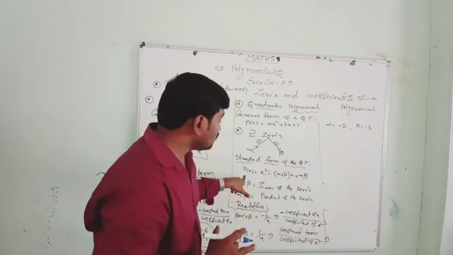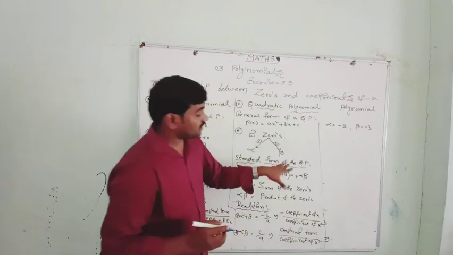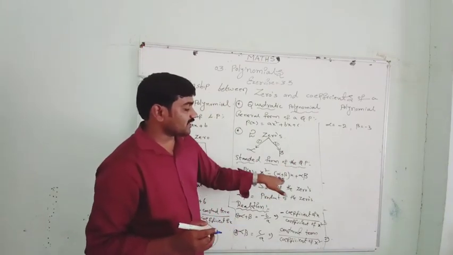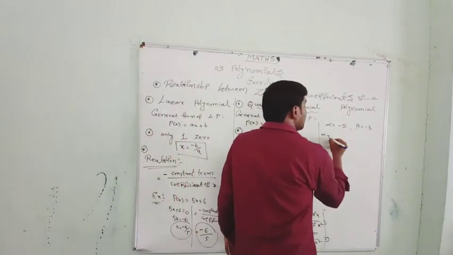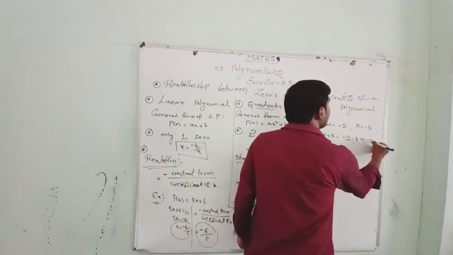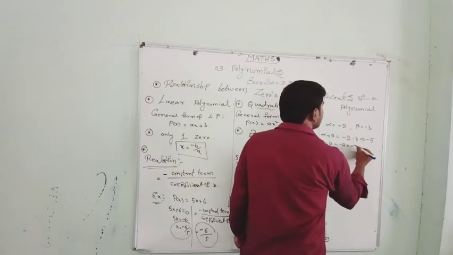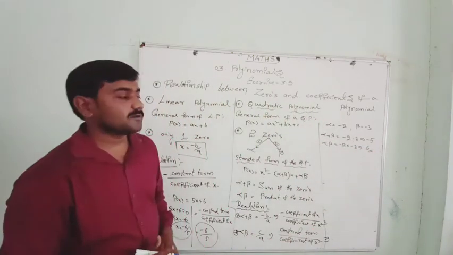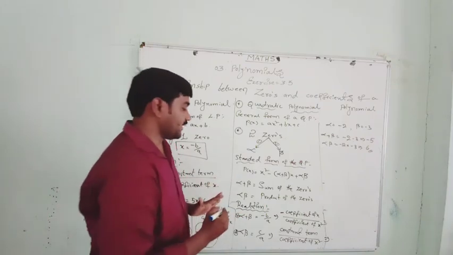Form a quadratic polynomial. How can we find it out? Very easy. By using the standard form we can form a quadratic polynomial. The standard form of a quadratic polynomial is p of x equal to x square minus alpha plus beta into x plus alpha beta. Here first you find alpha plus beta. Alpha plus beta is minus 2 minus 3, that is equal to minus 5. Alpha beta is minus 2 into minus 3, that is equal to 6. Minus into minus is plus, 2 into 3 is 6. Now with this we will get a quadratic polynomial directly.